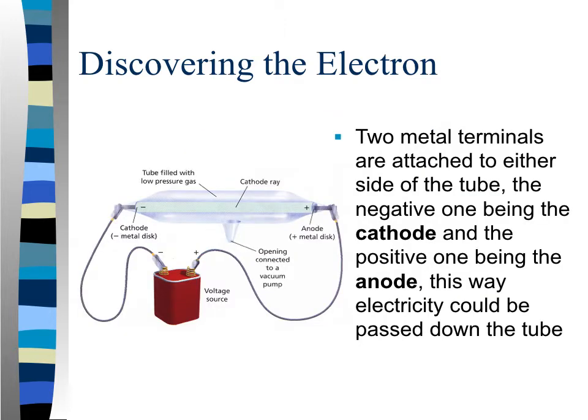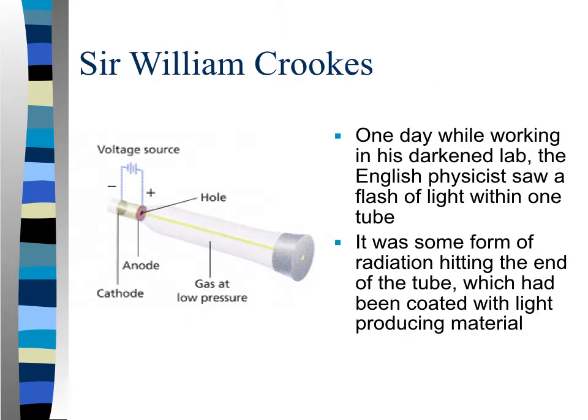So the two metal terminals are attached to either side. Like I said, the negative for the cathode, the positive for the anode, and then let the electricity pass through it. One day while working in his darkened lab, an English physicist saw a flash of light within one tube. It was some form of radiation hitting the end of the tube, which had been coated with light-producing materials.